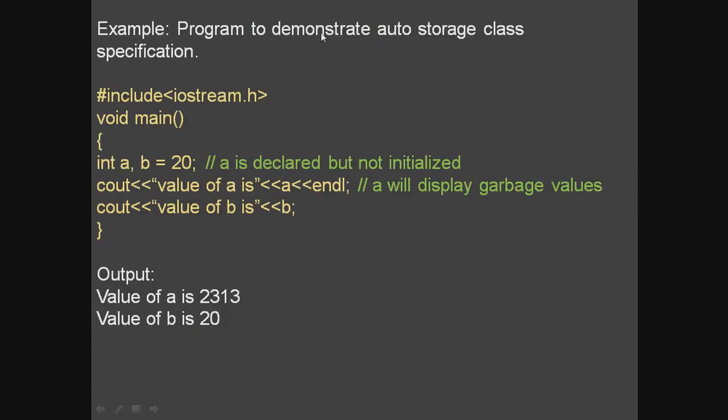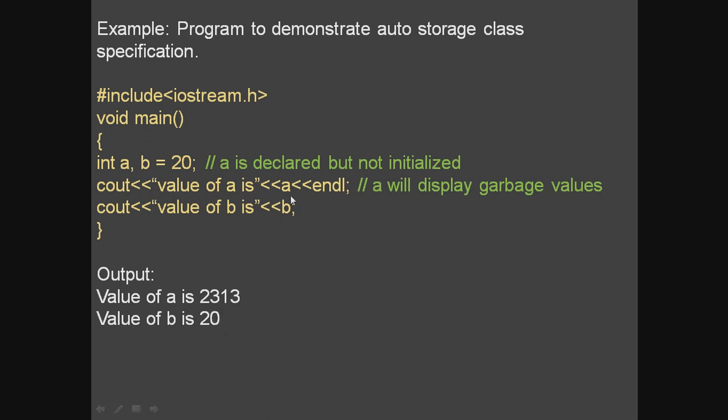So now, a program to demonstrate the auto storage class specification. Here you can see that two variables are declared. One is initialized, that is b is assigned the value 20. a is simply declared but it is not initialized, right? Now, cout value of a is, you can see here that the variable a is written. In the second line, value of b is b, right? So the value which is stored in variable b will be displayed on the monitor screen, that is, value of b is 20.